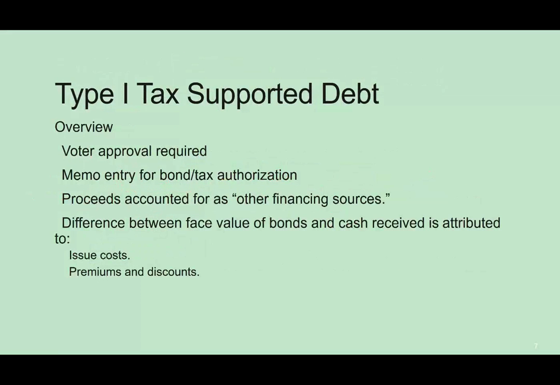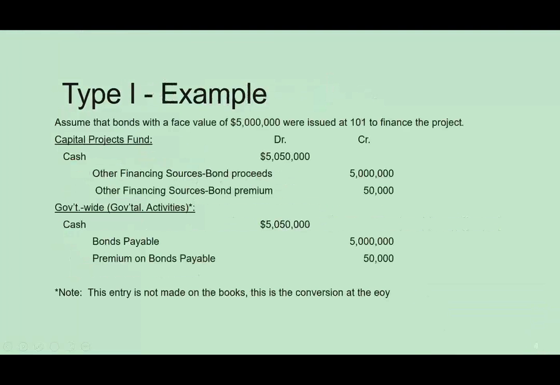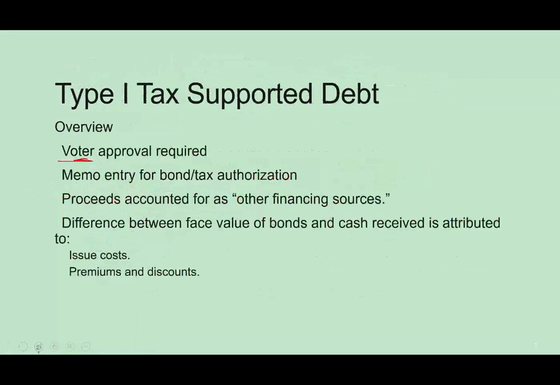Type 1, tax-supported debt. How does the tax-supported debt work? Well, generally speaking, the first thing we need is the voters' approval. Why? Because we're not going to impose taxes without their approval. Then we have a memo entry for bond tax authorization. Basically, once we have the authorization, we have a memo, a record saying that we can issue the bond. Now the proceeds means when we receive the cash. So we're going to debit cash, obviously, $5 million, accounted for as other financing sources.